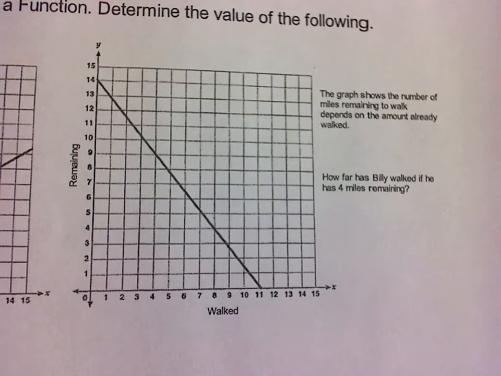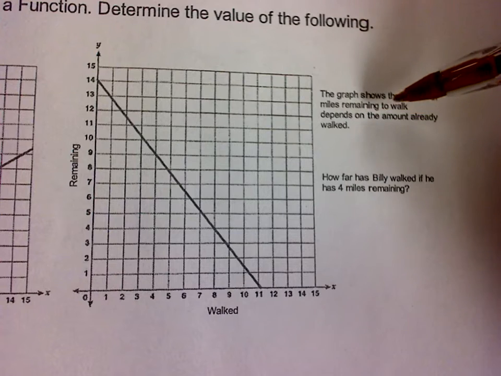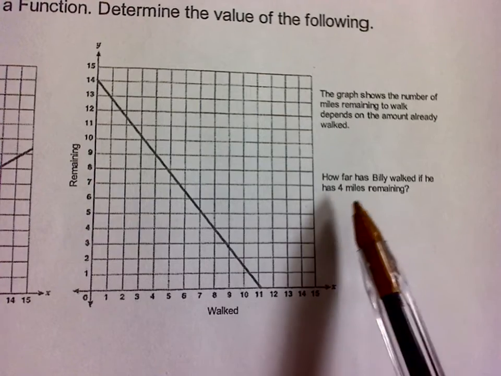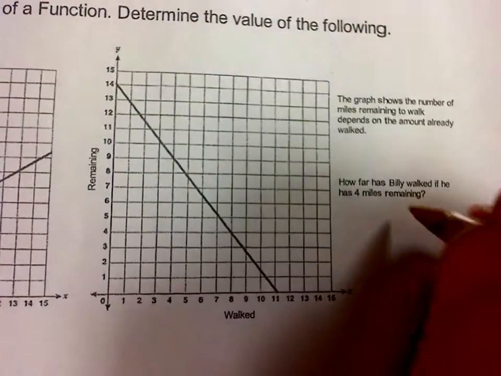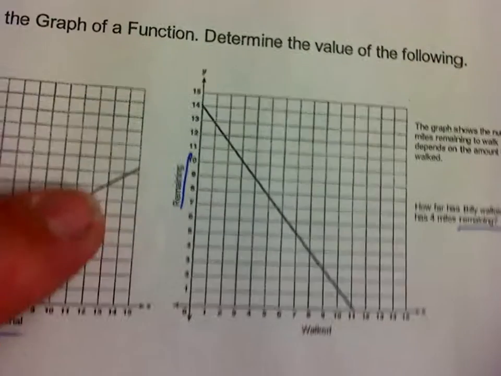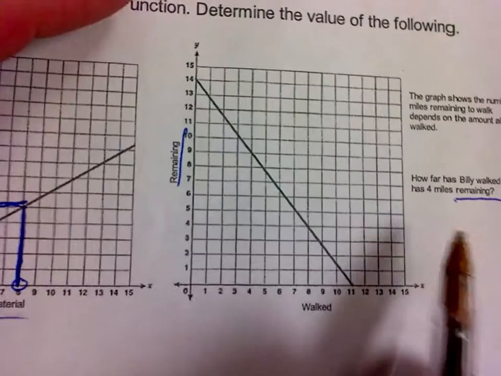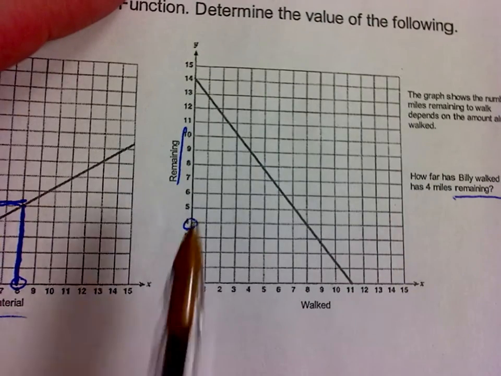You can pause the video and try this one on your own if you want. Okay, this one says the graph shows the number of miles remaining to walk depends on the amount already walked. Okay? We want to determine how far has Billy already walked if he has 4 miles remaining. Once again, keyword there is remaining, because we have to look at the axis that talks about the remaining miles. So, if he has 4 miles remaining, we look at the remaining axis. The 4 miles remaining is right here.